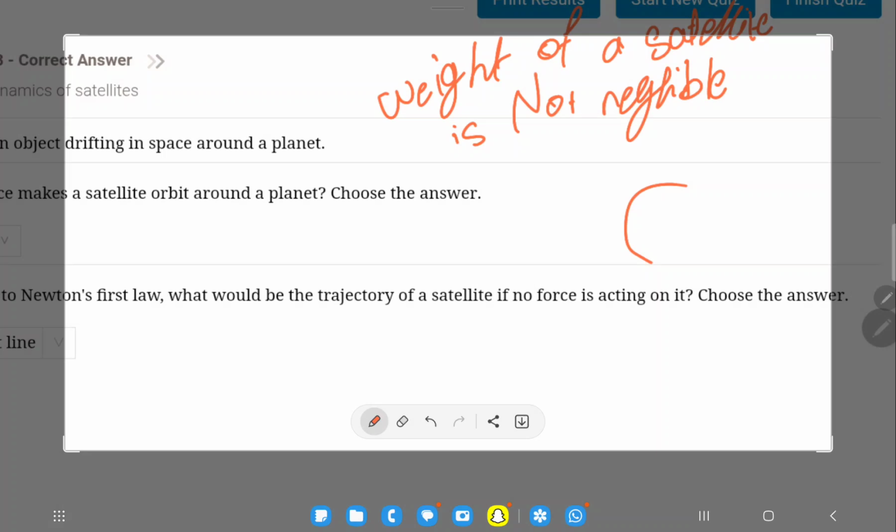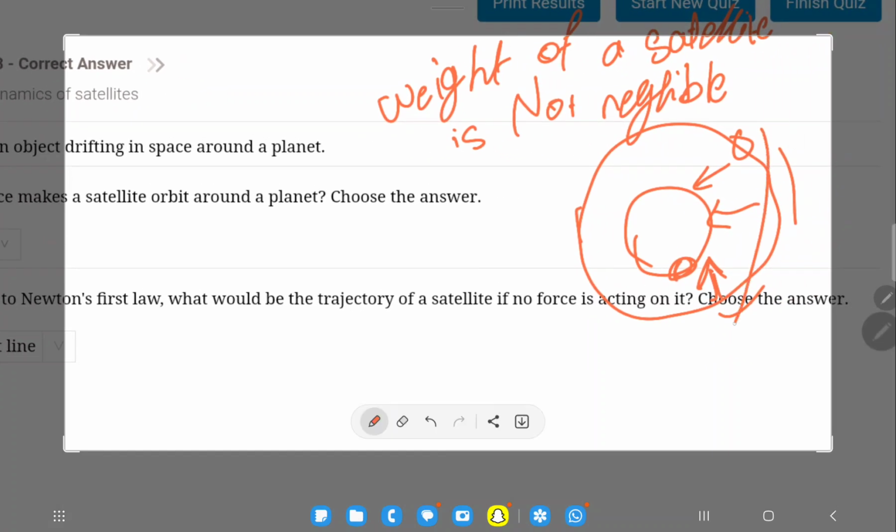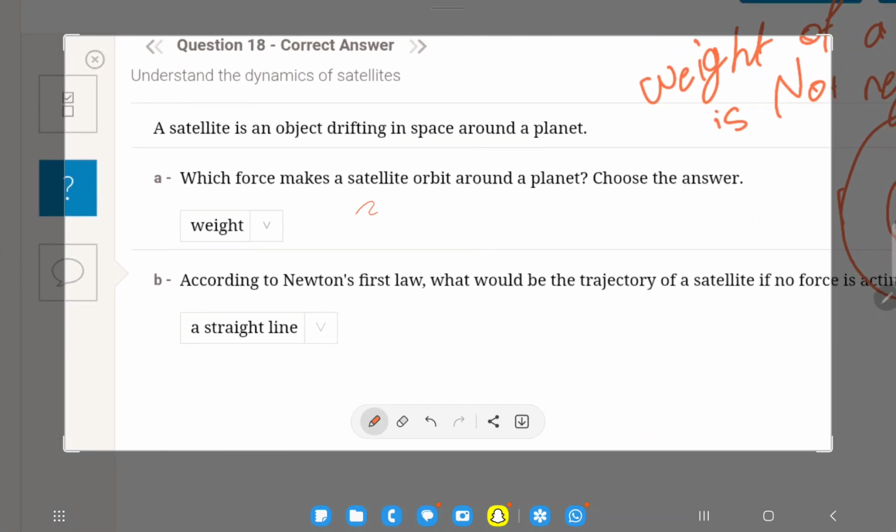Now we also know that it spins around a planet or star in an orbit, and we also know that it keeps falling down no matter what. It keeps falling down as it moves. It falls down, but it never reaches the surface because of the initial force pushing it. So the force that makes the satellite orbit around the planet is its weight.